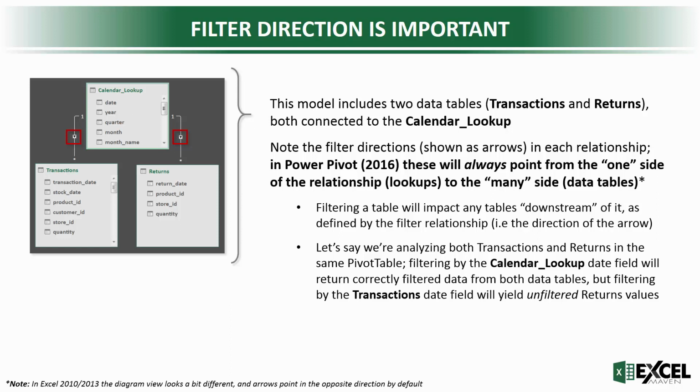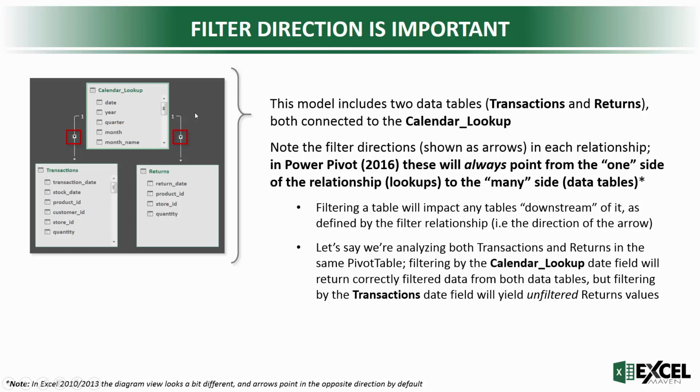But if instead we tried to filter by the date field in the transactions table, we're going to get incorrect unfiltered returns values, because there's no way for that date filter in the transactions table to flow back upstream to calendar lookup where it can connect to returns. And there's no other path between transactions and returns. So this down arrow is like a one-way street sign. Filters can go down this street, but not back up.